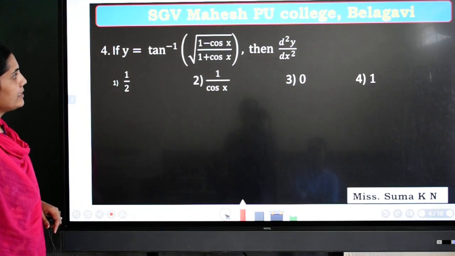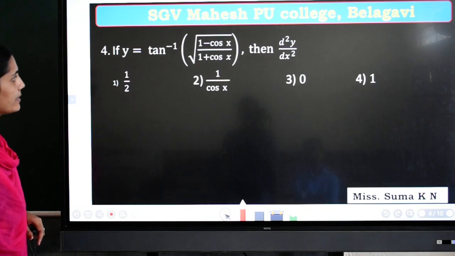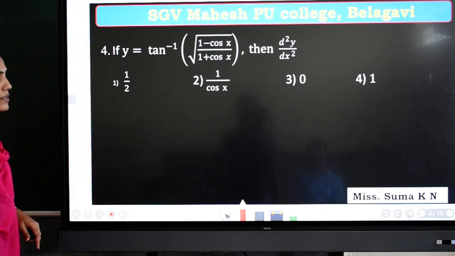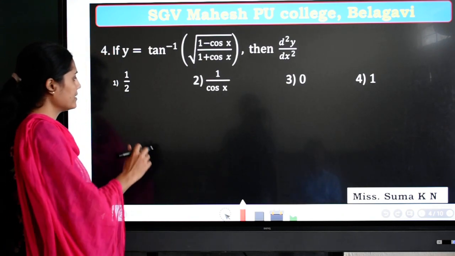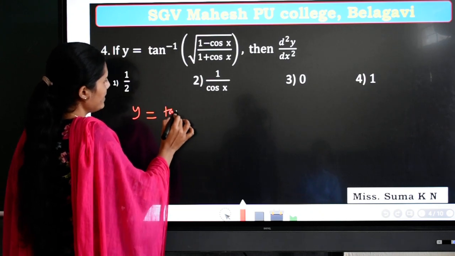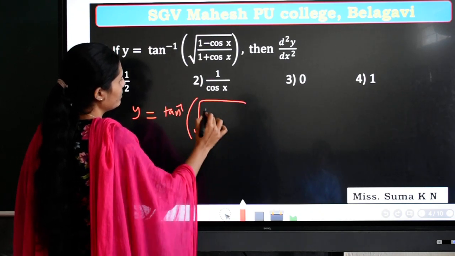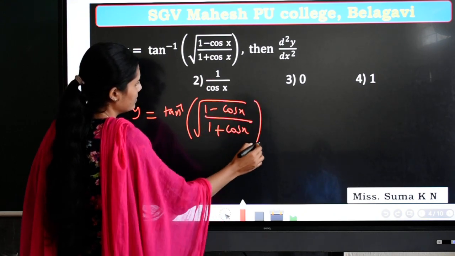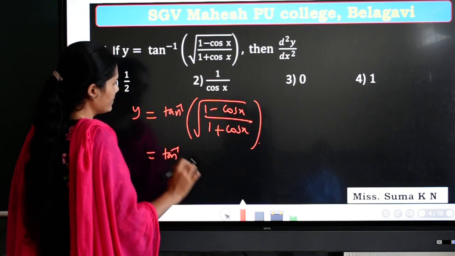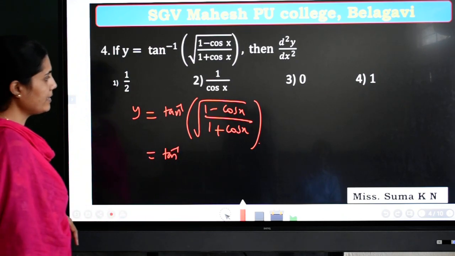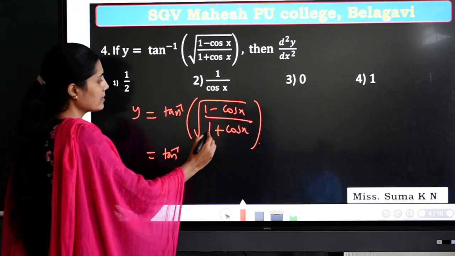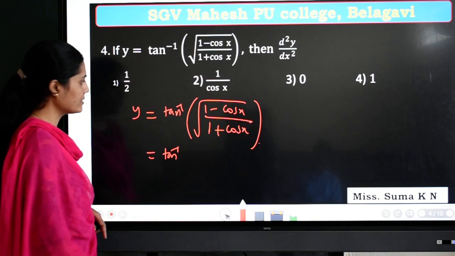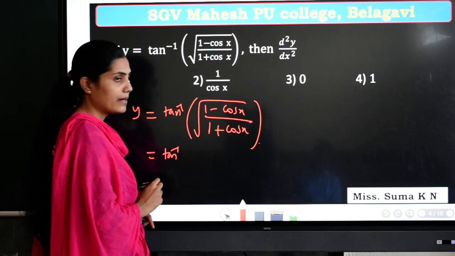y is equal to tan inverse of root of (1 minus cos x divided by 1 plus cos x) is given. Then d square y by dx square is what? They are asking the second derivative of the given question. Let's take the given question. y is equal to tan inverse of root of (1 minus cos x divided by 1 plus cos x). First see the formula: 1 minus cos x divided by 1 plus cos x is tan square x by 2.